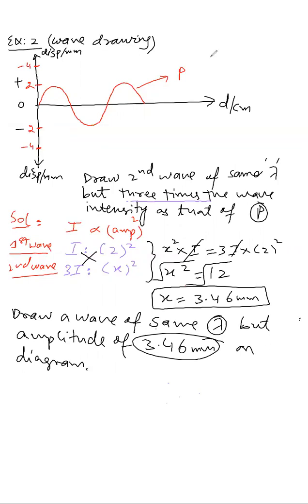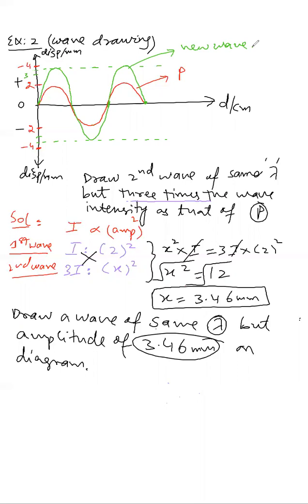Okay, so first I have to identify where this 3.46 is. So 2 and 4 in the middle, this is 3, and somewhere over there it should be 3.46. So I'm just drawing a dotted line just to make sure that I would not be crossing from there. So now I have to smoothly draw a wave by keeping its wavelength the same, and like this. So this is my new wave. So I'm done with that. I hope you will understand that. If not, you can go back, you can listen to it again.